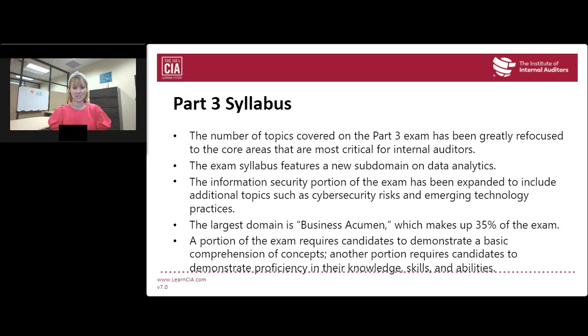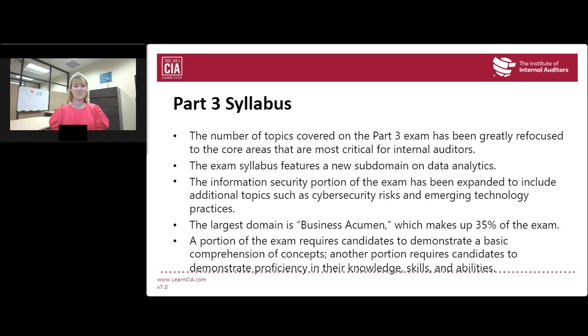And so I think it's great that it has refocused on these areas that we do need to know to be successful internal auditors. The exam syllabus features a new subdomain on data analytics, which was also not present when I sat for the exam years ago, because at that time, data analytics weren't necessarily a core piece of what internal auditors did. Whereas today, I don't know any internal audit shops that don't use data analytics. The good news, too, is that you probably already have some familiarity with the subjects.